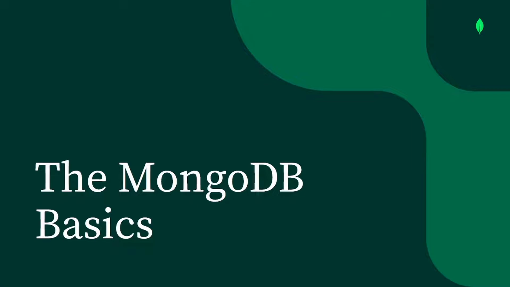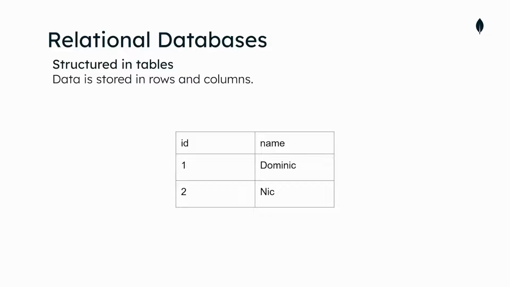But before we do that, let's look at some of the basics. What actually is MongoDB and Atlas? Most of you will probably be familiar with relational databases like SQL. The data is structured in tables consisting of rows and columns. Each row represents one entry in that table, whereas the columns identify the parameters of an entry. In the example here, you can see two entries for table users.